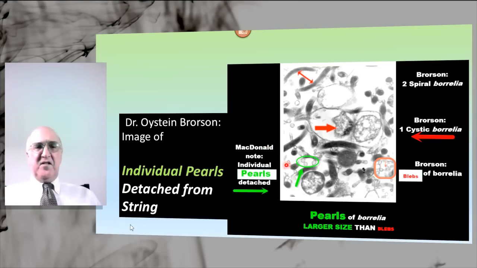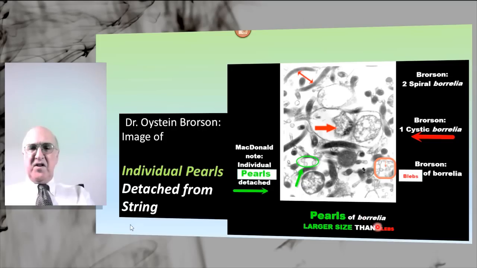Now, this is a complicated electron micrograph, and it shows cystic forms here, here. It shows spiral forms here, here, here, here. It shows bleb forms, which are the very small, submicroscopic, invisible forms that come off the outer surface membrane of Borrelia. And here we have three pearls that are detached from one another that are in the same environment as the rest of the forms of Borrelia. So the diameter of the pearl is bigger than the diameter of the bleb, but they both contain DNA of the Borrelia. They're both infectious.